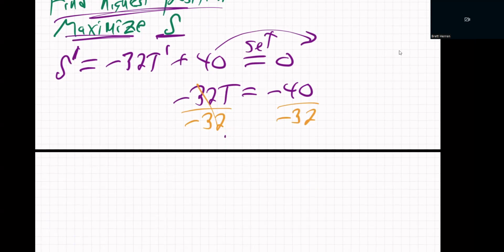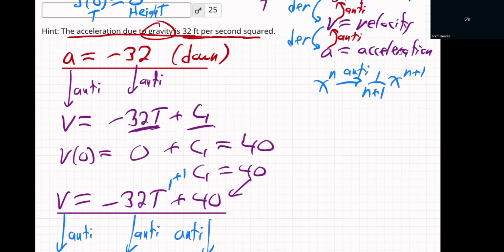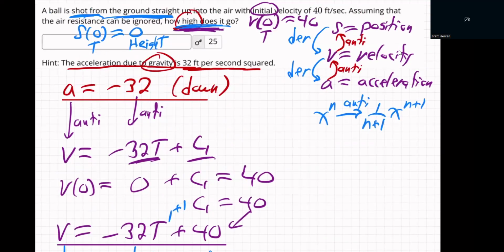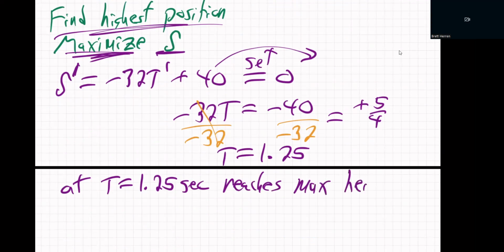And so t equals, let me see, divided by 8. It's going to be positive, two negatives make positive. 5 over 4. It's going to be 1.25 in decimals. All right, so that's the time when it hits maximum height. But they asked not when it happens, but how high does it go? So at t equals 1.25 seconds, it reaches its max height.